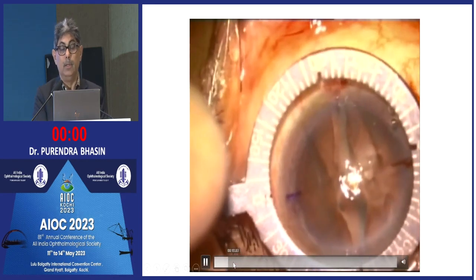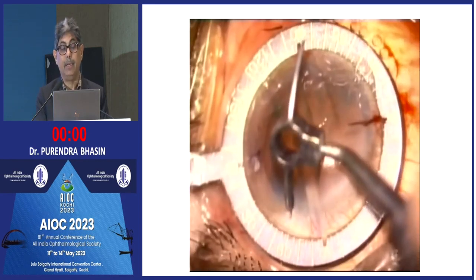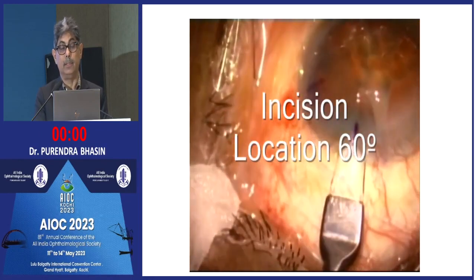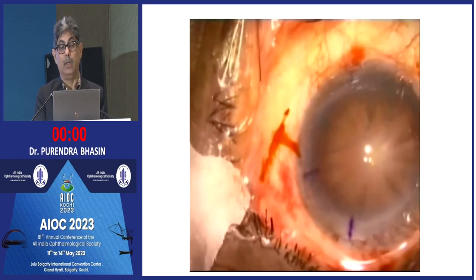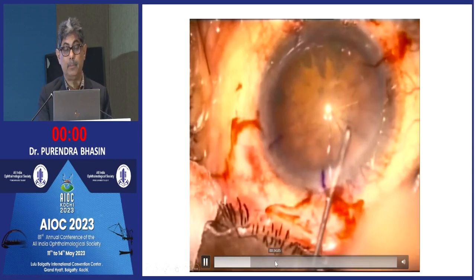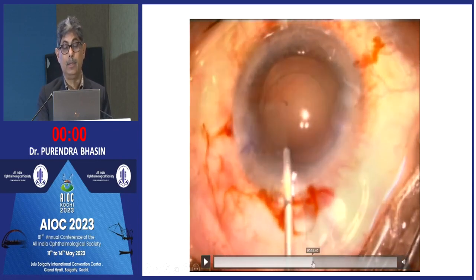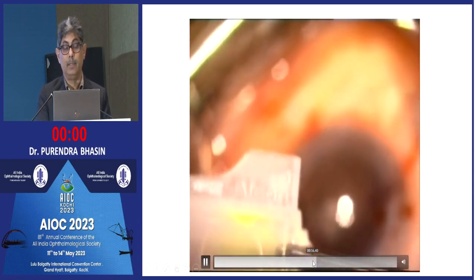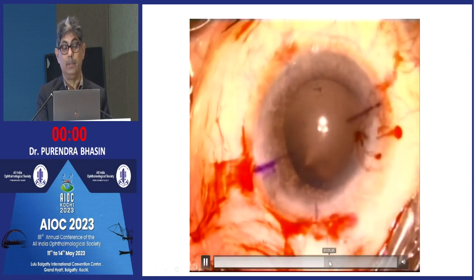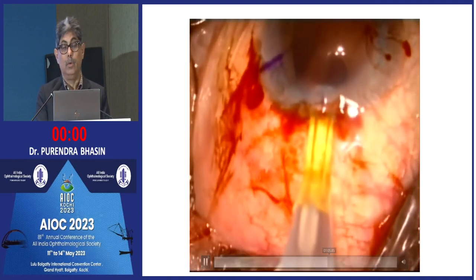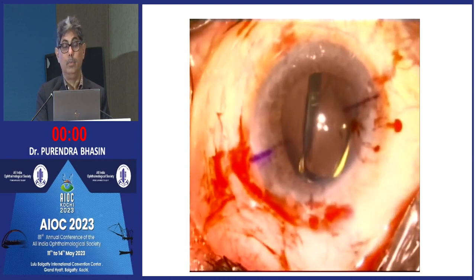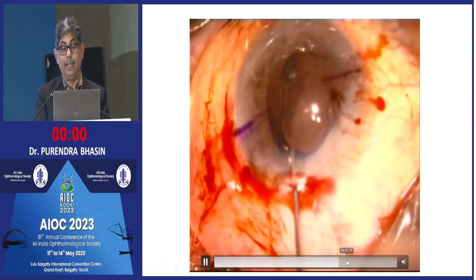First we have to align with the Mendez marker. A 60-degree mark is done for the incision location, a diamond blade is used, and an adequate size capsular axis is made. After doing phacoemulsification, the IOL is loaded in the cartridge, and the lens is then aligned.